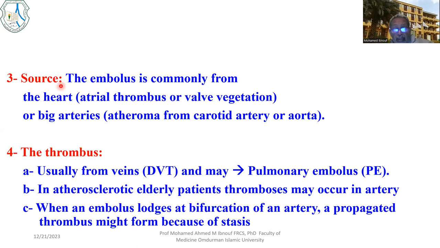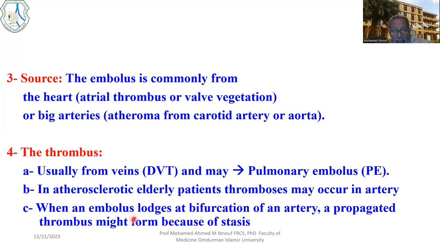The source of the embolus is commonly from the heart, as in atrial thrombus and valve vegetations in cases of atrial fibrillation, or from big arteries, as atheroma from the carotid artery or aorta. The thrombus is usually from the deep, big veins, causing deep venous thrombosis. It might move in the circulation and cause pulmonary embolism, PE. In arteriosclerotic elderly patients, thrombosis may occur in the artery because of narrowing of the lumen, as one of Virchow's triad.